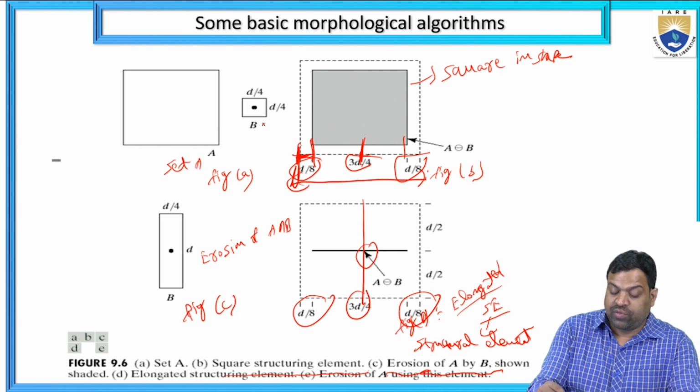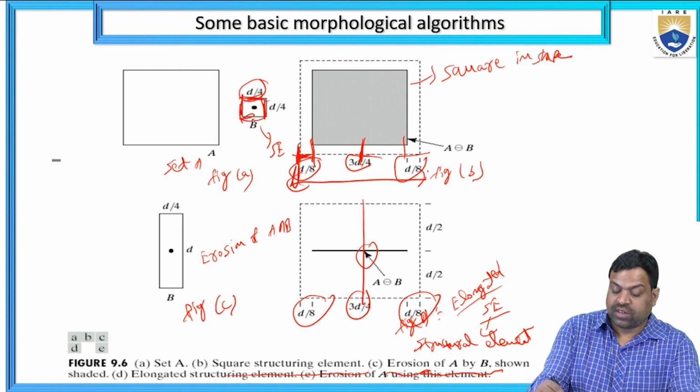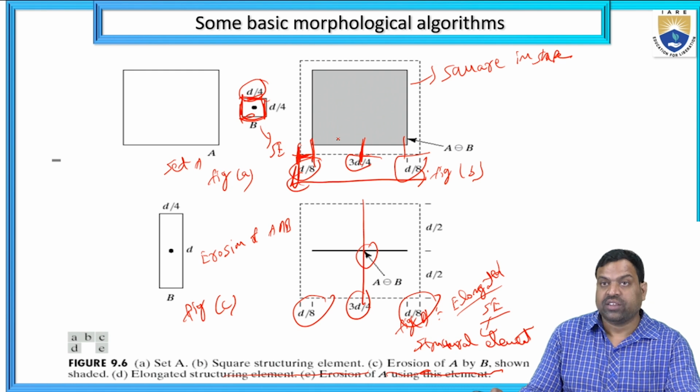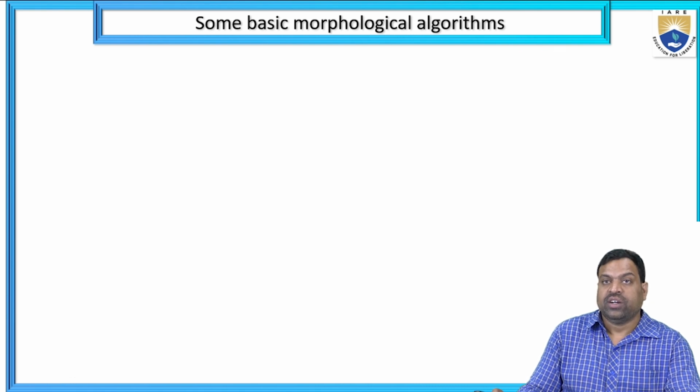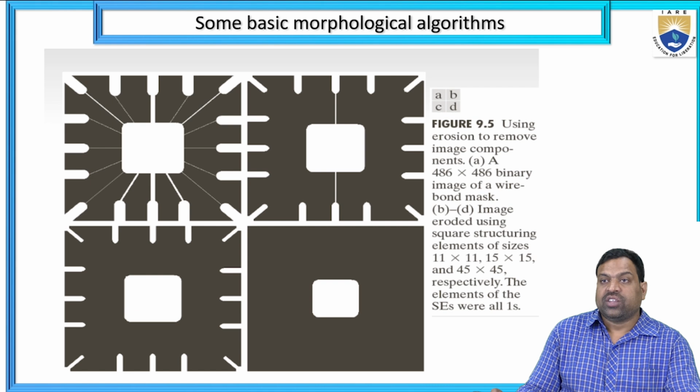Okay, so every SE, I'm taking as d by 4 in width and height. That is a structural element. And these are the uses of erosion to remove image components. A 486 by 486 binary image of a wire bond mask.